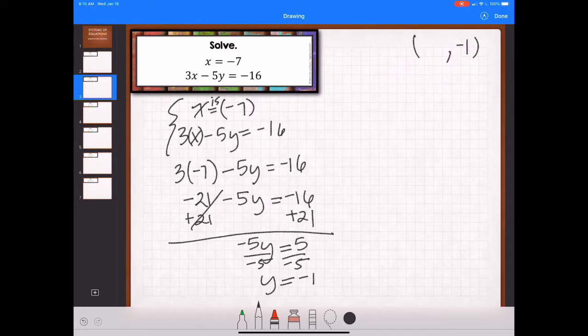Now I'm going to go back into my original system. Typically you would plug in to get the second variable, but when I look at my system, it tells me already that x is negative 7. So then I'm just going to put negative 7 for my x coordinate. So my solution is (negative 7, negative 1).